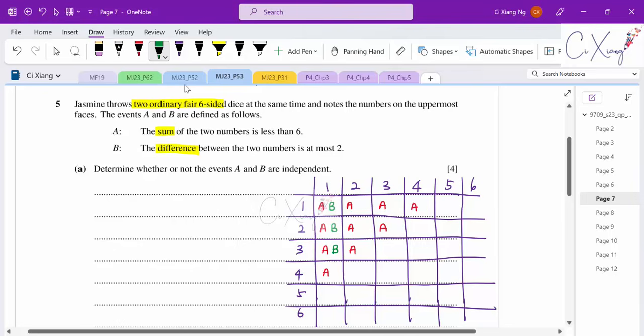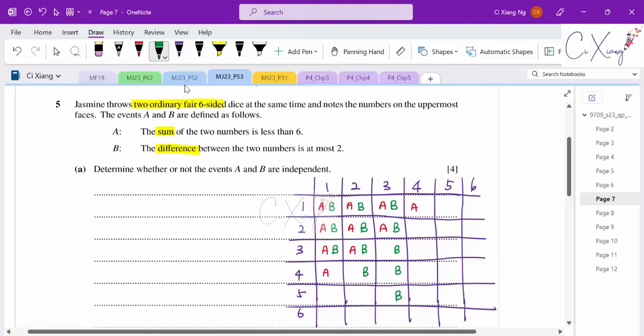Then for this particular cell, 2 minus 1, I get a 1. 2 minus 2, I get a 0. 3 minus 2, I get a 1. 4 minus 2, I get a 2. So I should put B under this part. Same thing happens for this: 3 minus 1, I get a 2. 3 minus 2, I get a 1. 3 minus 3, I get a 0. 4 minus 3, I get a 1. 5 minus 3, I get a 2. So it should be included for this one.